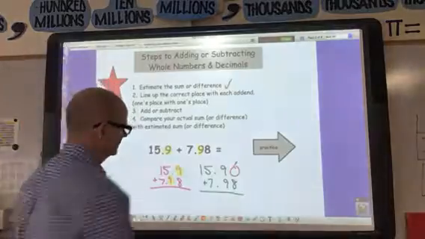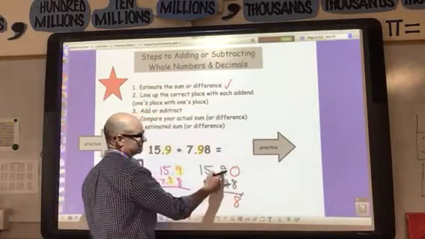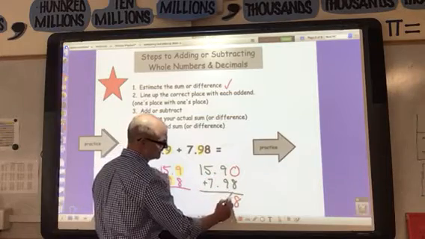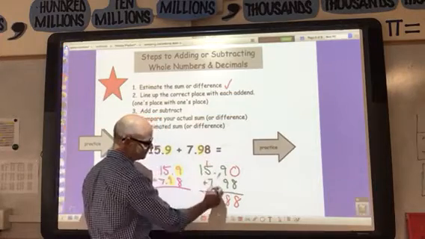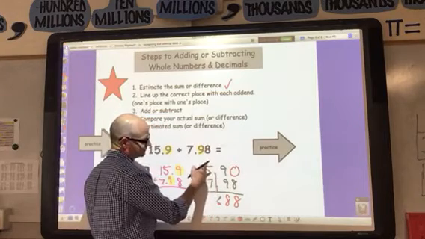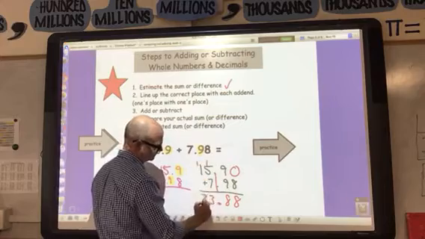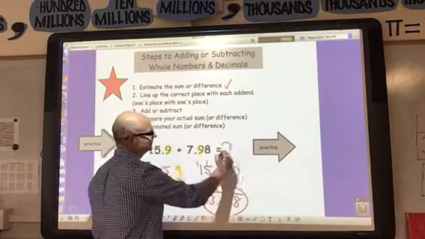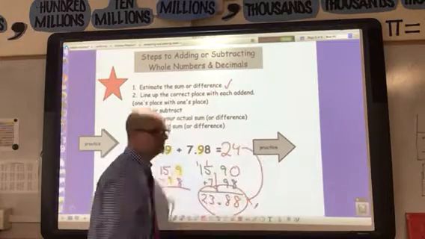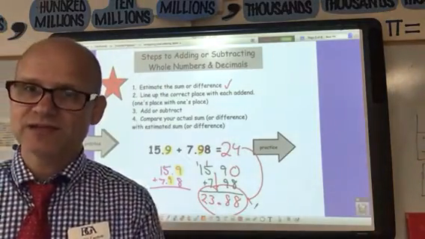You just add, okay? So this would be 8 hundredths plus 0 hundredths, which is 8 hundredths. 9 tenths plus 9 tenths, well, that's 18 tenths, but you got to carry your 1. Bring the decimal straight down. This would be 7 ones plus 1 plus 5. That would be 13 plus 1. Hey, we estimated to get about 24. Did we? Is our sum about 24? Yeah, so that makes sense.